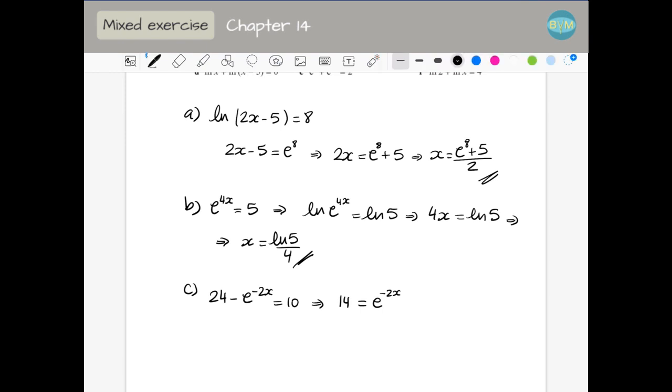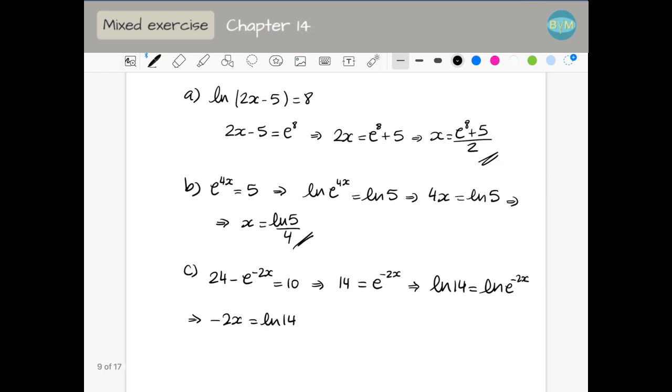And then we take logs. I'm going to take logs to the base e, so ln. So I have ln 14 is going to be ln of e to the power minus 2x. ln of e to the power of minus 2x is minus 2x. So I can say that minus 2x is equal to ln 14, or the other way around, I'm just swapping the terms. And that means that x is going to be minus ln 14 divided by 2.